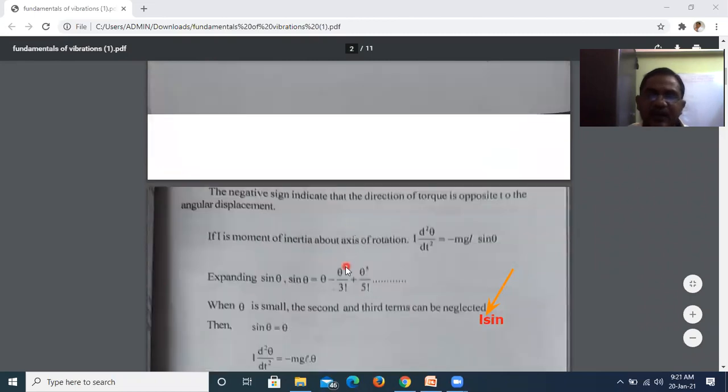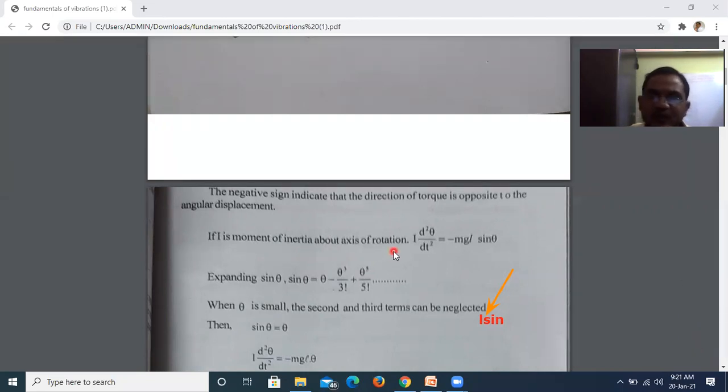Now, according to the torque formula, that should be equal to tau is equal to I alpha, where the negative sign indicates that the direction of torque is opposite to the angular displacement. We know that is the condition of simple harmonic motion. In linear simple harmonic motion, what we require? The linear acceleration should be directly proportional to displacement and in the opposite direction, a proportional to minus x.